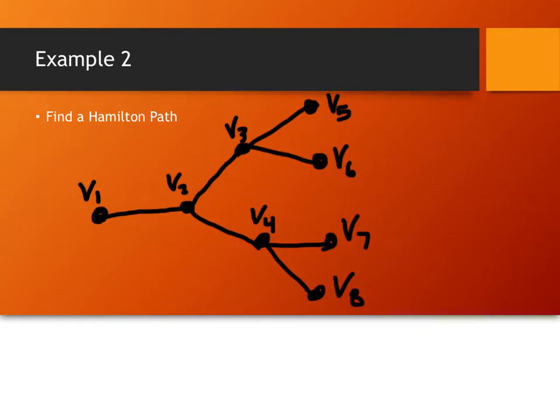All right, so let's take another graph, and I've drawn this one. This is a graph known as a tree, but try to find a Hamilton path here. Push pause and see if you can, if one exists. It doesn't matter where you start from, but I want you to find a Hamilton path.